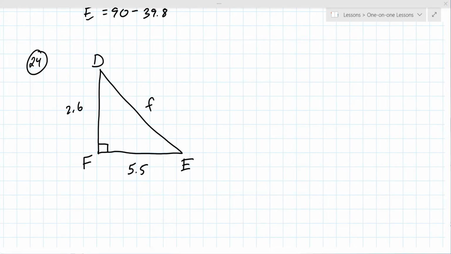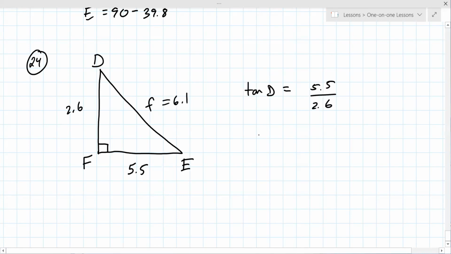You're going to use Pythagorean theorem with D and E, right? Yeah. Okay. So you should get about 6.1. Tangent of D is 5.5 over 2.6. So D equals the tan inverse of 5.5 over 2.6.